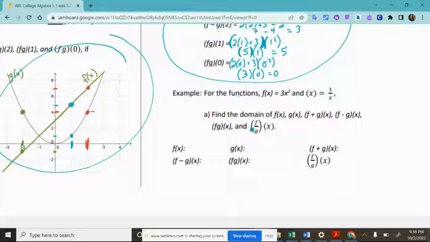All right, now let's talk about domain of each of these, okay? For the functions, f of x equals 3x squared, and that's supposed to be g of x equals 1 over x. Find the domain of a bunch of things. All right, so the domain of f of x. Domain of 3x squared. Is there any number we can plug in there that causes a problem? Well, that's a quadratic, and no, domain is negative infinity to infinity. So that's all real numbers, no problems there.